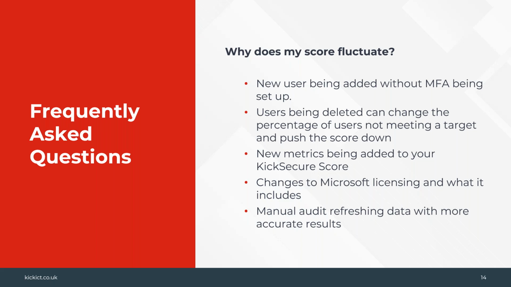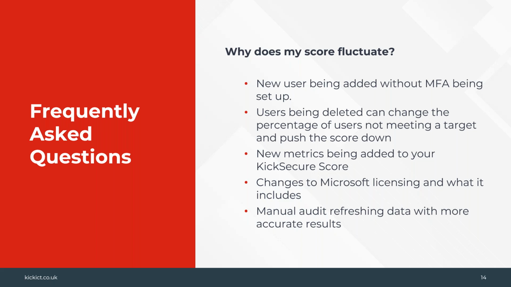Another thing is that, as I mentioned earlier on, the scoring mechanism is a living mechanism, so we add and change things on it quite often. So it could be that a new metric's been added which you don't meet the requirements for, so your score jumps down slightly. It could be that you meet the requirements for it and your score jumps up again. It could be a change to Microsoft licensing. Microsoft tend to change what the licensing includes on a regular basis, and sometimes things drop out, sometimes things get added in. So it could be that you've either bought or cancelled the license, or Microsoft have changed what's included, and that adjusts the score again.